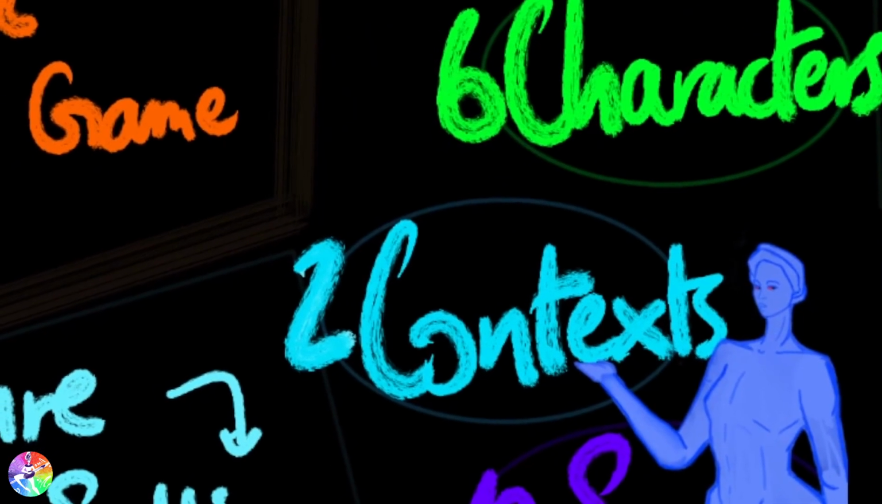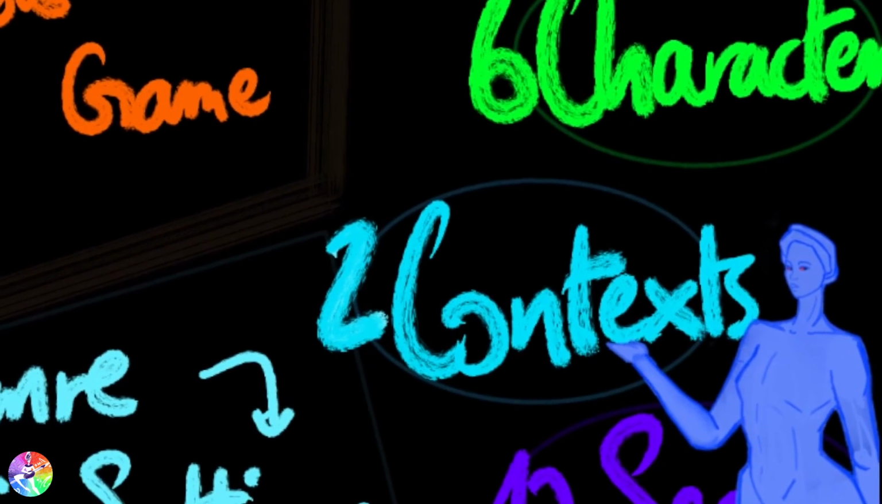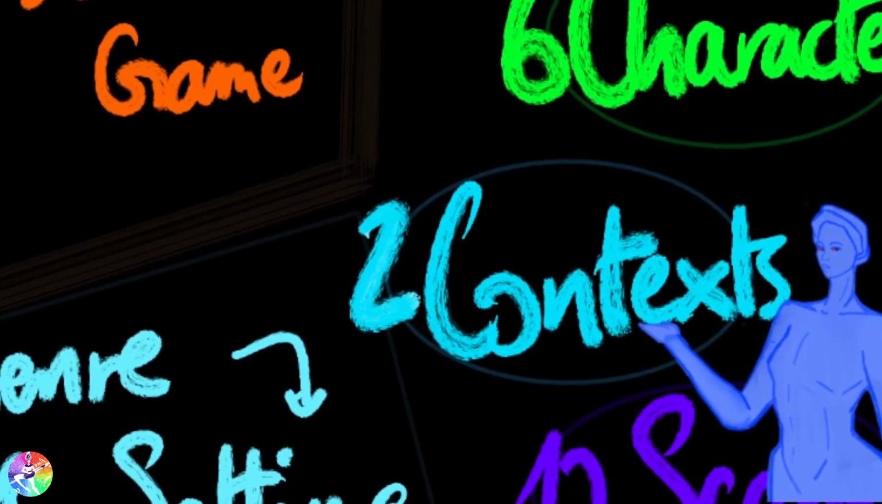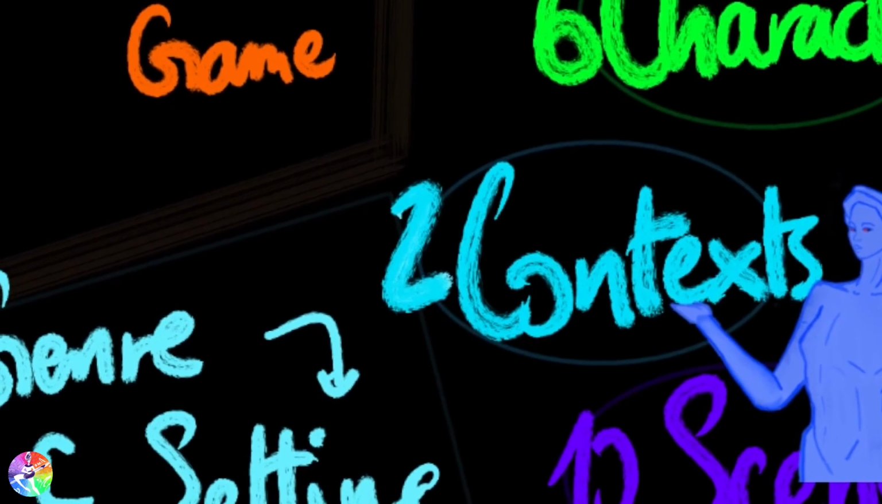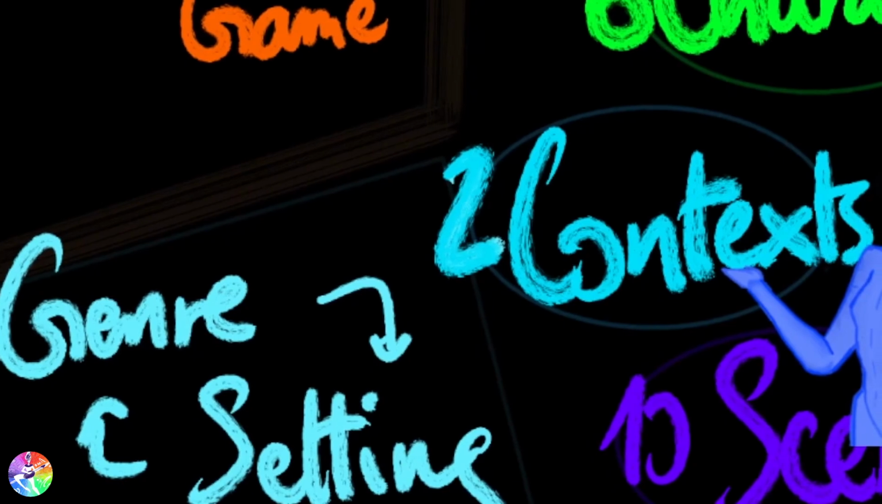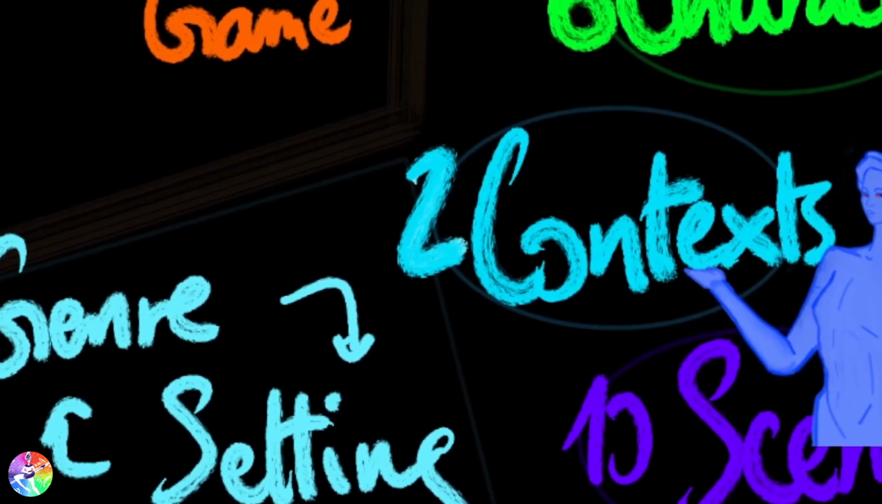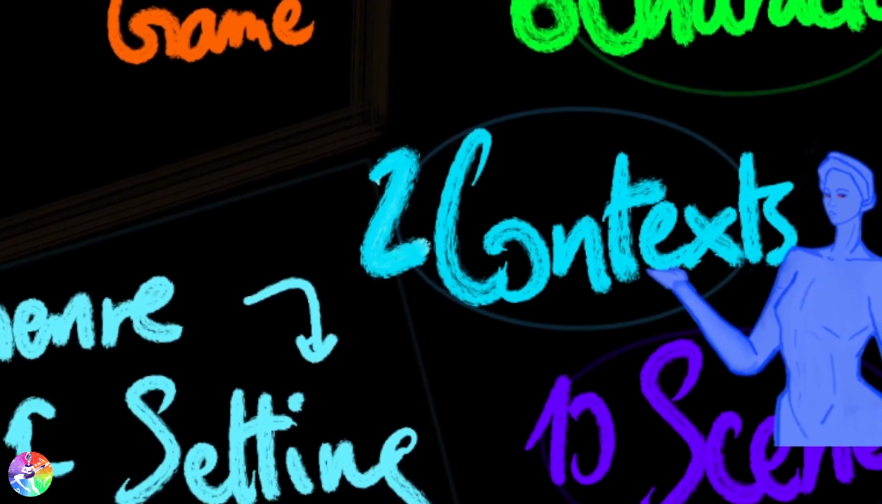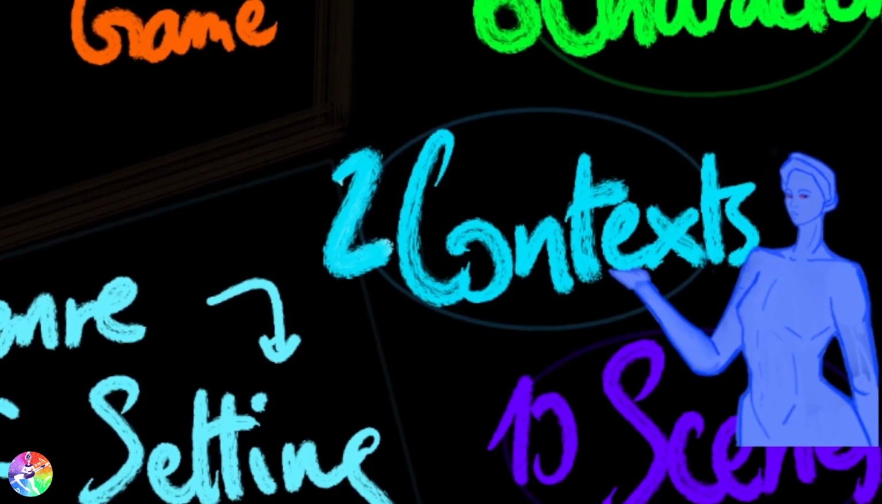Once you define the proper amount of characters you want to use, you want to define 2 contexts out of these stories. A context is the combination of a genre and a setting. Now, which genre do we take into account? Action, adventure, comedy, drama, horror, and saga.